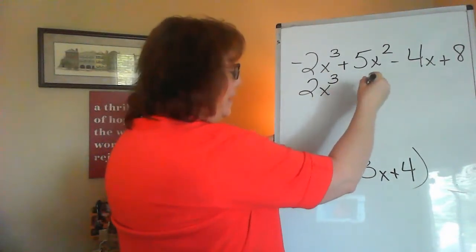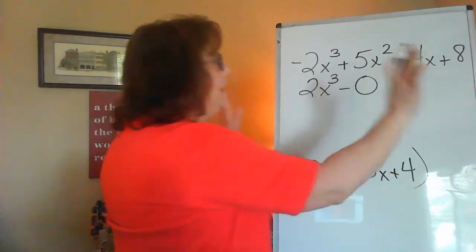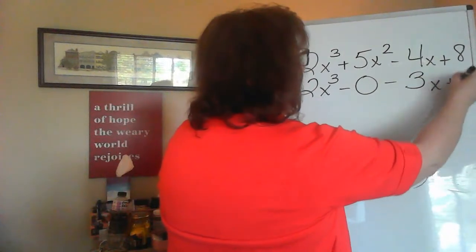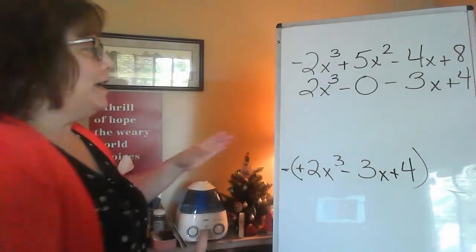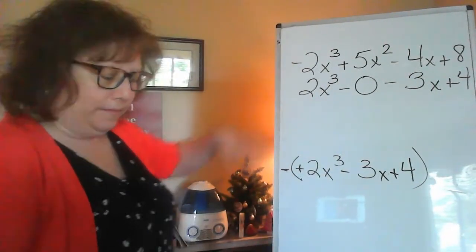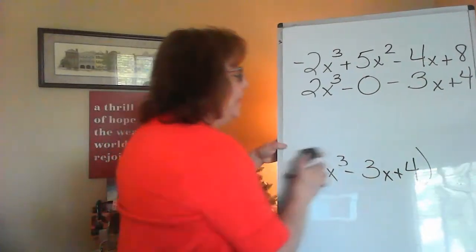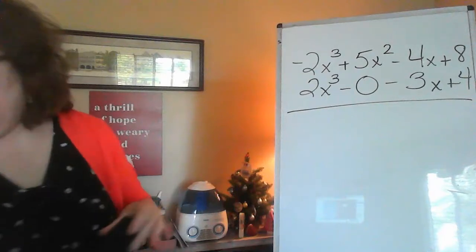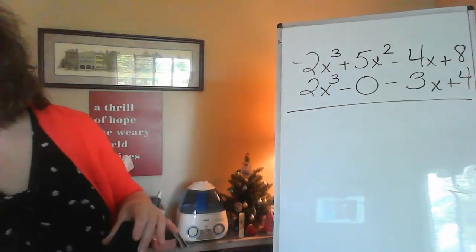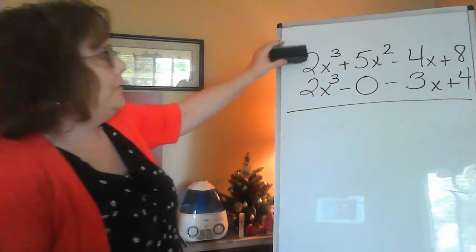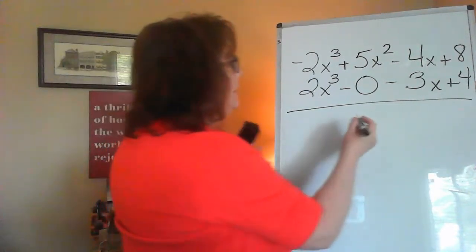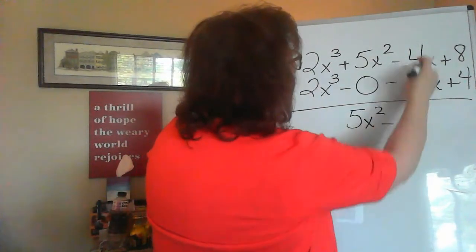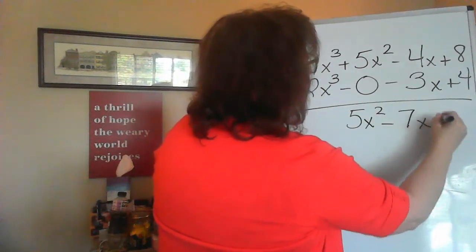And now we can stack them. I don't have anything else x squared. So again, I line everything up. I didn't have anything x squared to put in there, so I just put a 0, leave it blank, whatever. And now I can answer my question. Because I have a negative and a positive, that's going to be 0. So now I can do this one, 5x squared minus, I've got 2 negatives, 7x plus 12.